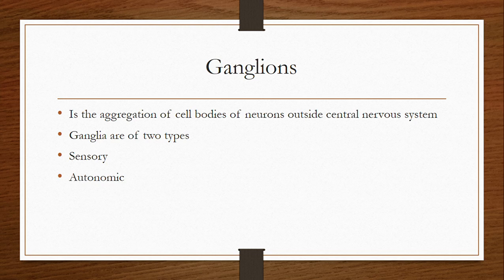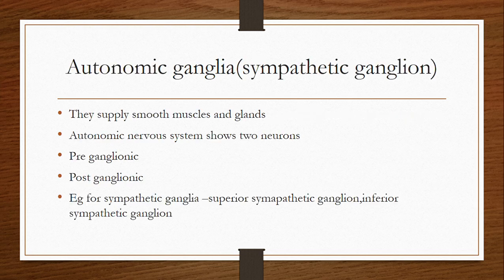The smooth muscles on the walls of the blood vessels, as we have studied in histology, are supplied by the autonomic nervous system, so that this helps in vasodilatation and vasoconstriction. That means the contraction and the relaxation of the blood vessel. So this is the importance of the ganglions present in relation with the central nervous system and peripheral nervous system. First we will study the autonomic ganglia.